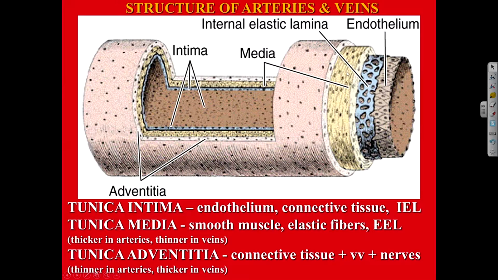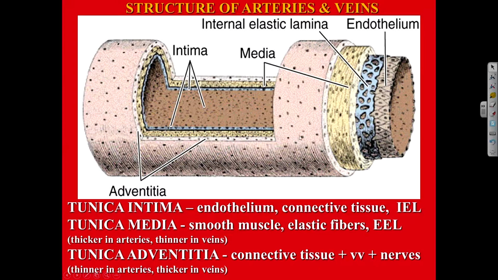Then we have the middle layer, the tunica media, which is mostly smooth muscle, and we may have a few elastic fibers scattered between the smooth muscle, and on the outer perimeter sometimes we'll have an external elastic lamina. Okay, this layer, the tunica media, is much thicker in arteries and much thinner in veins, if at all present in veins. Then the outer layer is the tunica adventitia, which is a connective tissue layer. Okay, some scattering of smooth muscles, fibroblasts, extracellular matrix material.